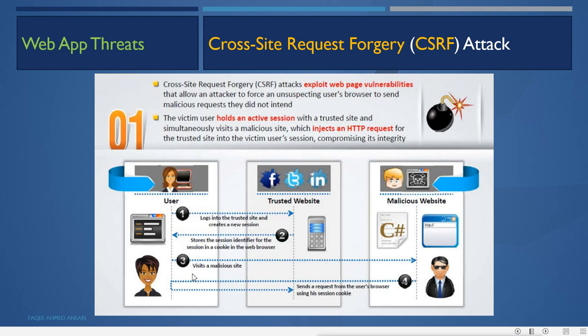Now, what does the attacker do? The attacker sends a malicious link to this user, who is already logged into the normal and trusted site. The attacker sends the link for the malicious website and lures the user into clicking on that link. Now when the user clicks on that link, it goes to the malicious site and sends a request from the user's browser using this session cookie.